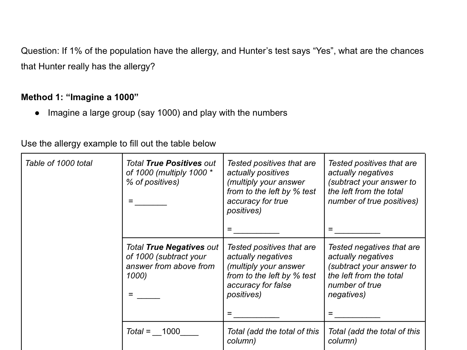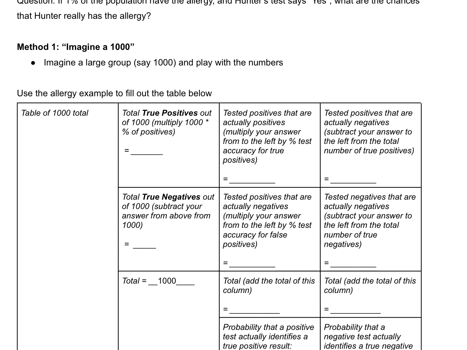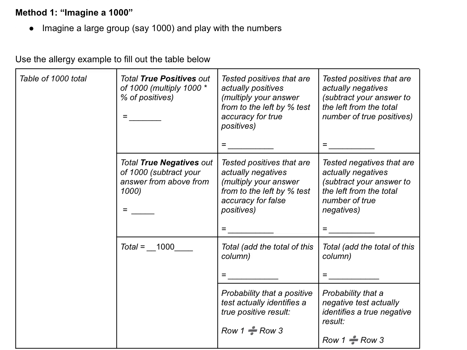So let's look at our first example, which is using numbers. It's called Imagine 1,000. So what you do is you take all your percentages and you convert them to numbers. So imagine a large group, say 1,000 people, and what we do is we play with the numbers. So in 1,000, your total true positive out of 1,000 is to multiply 1,000 by your number of positives.